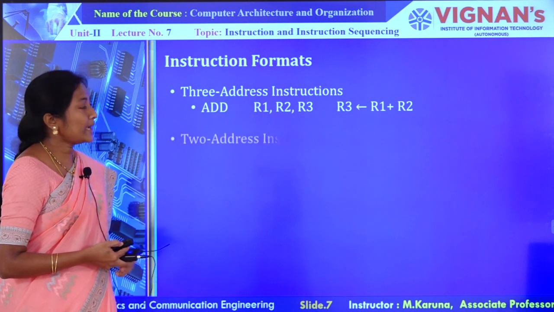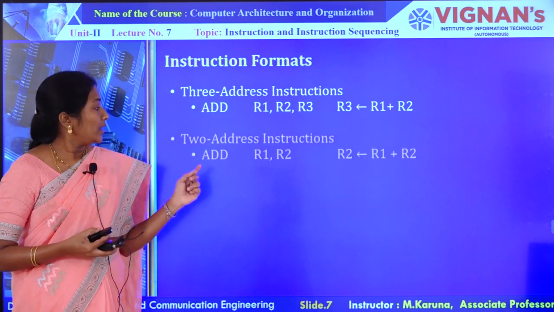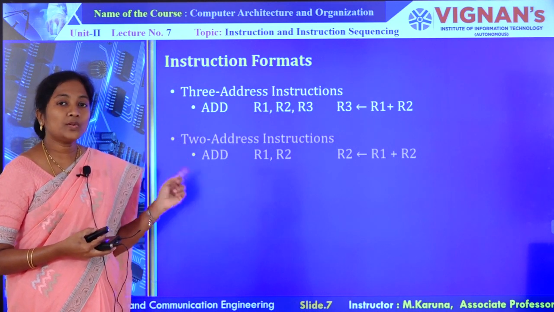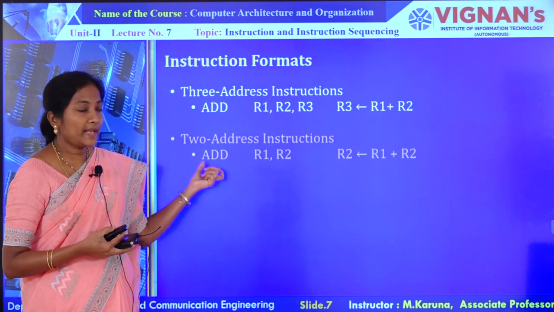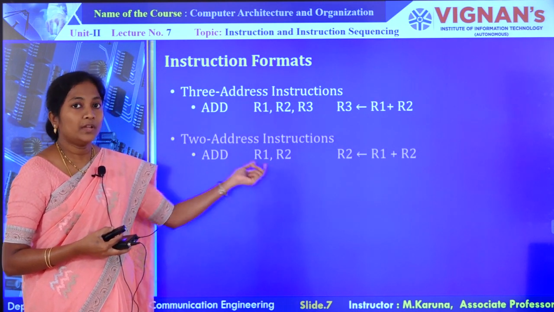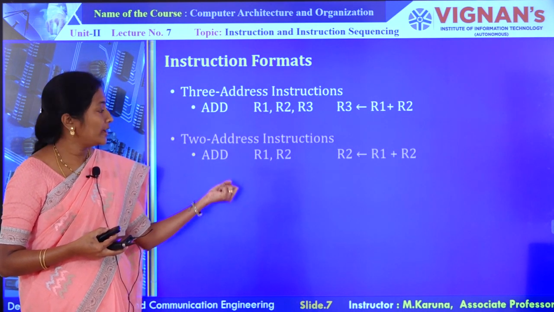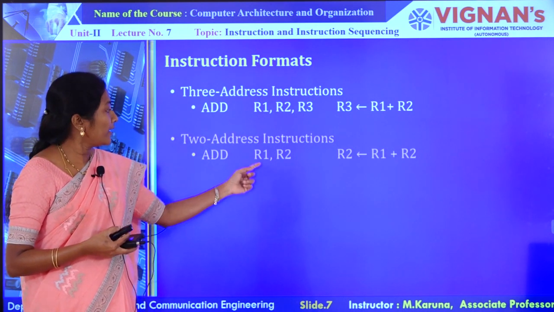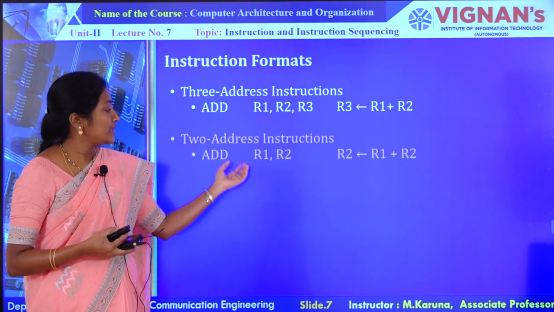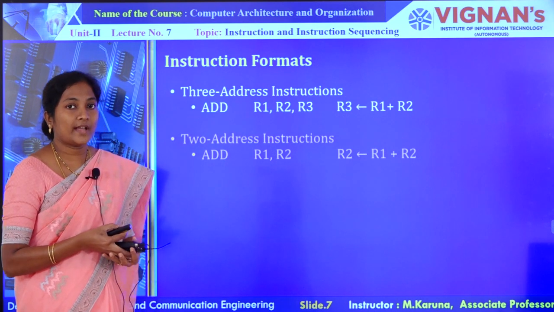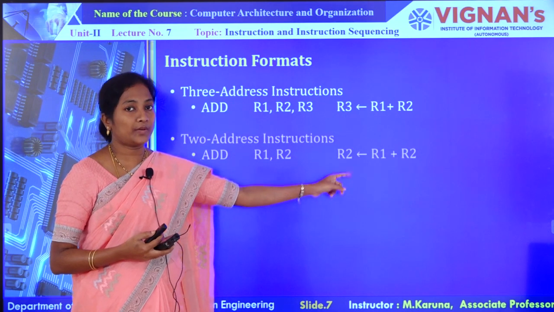Now, next type of instruction is 2 address instruction. Here in this instruction notation, 2 variables are used. For example, add R1 comma R2. This instruction performs the operation between the contents of R1 and R2, and then output will be stored in destination, that is R2. Okay, this is the destination R2.